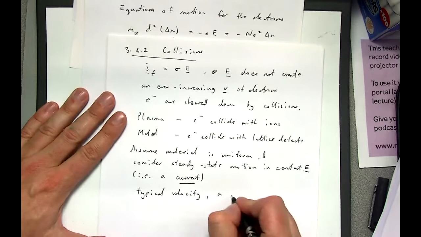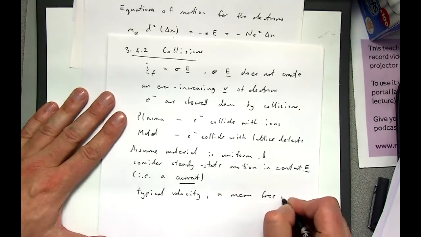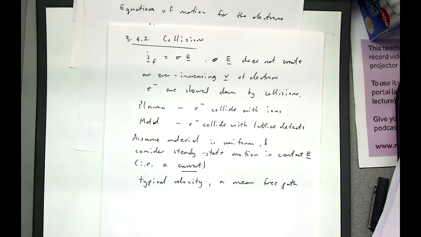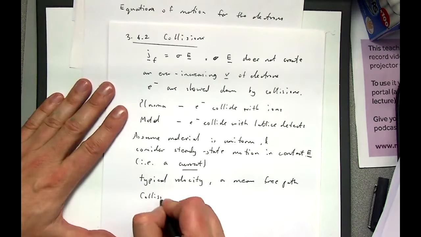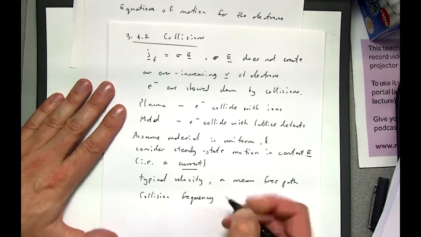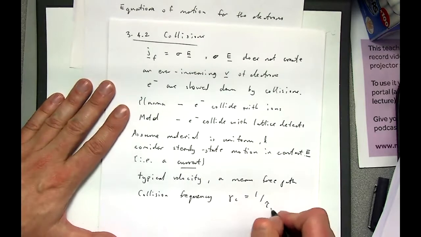There will be a mean free path between collisions. So there must be some typical time between collisions. So I'm going to calculate a collision frequency, see what that looks like. Collision frequency, gamma c, which is simply equal to 1 over some collision time.